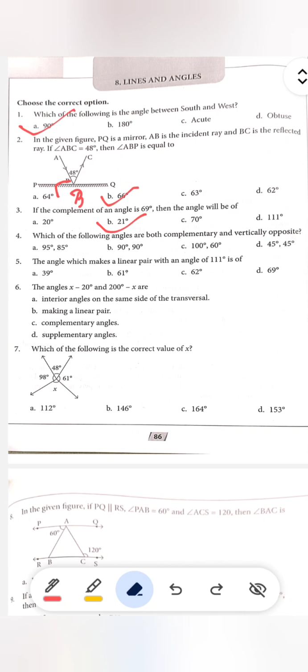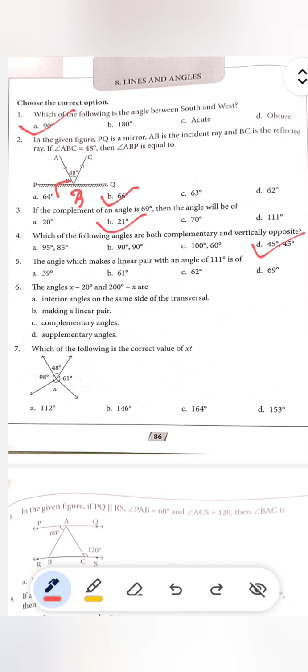Okay, complementary and vertically opposite means, complementary means what? The sum should be 90 degree. So 95 and 85 degree, that is not possible. 90 and 90, both complementary, no, means their sum should be 90 degree, but 90 plus 90 is equal to 180 degree. 100 degree plus 60 degree is equal to 160 degree. So 45 degree and 45 degree, whose sum is equal to 90 degree. So option D is the correct answer.